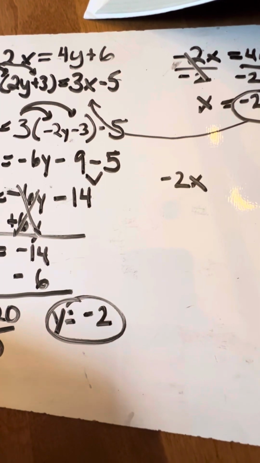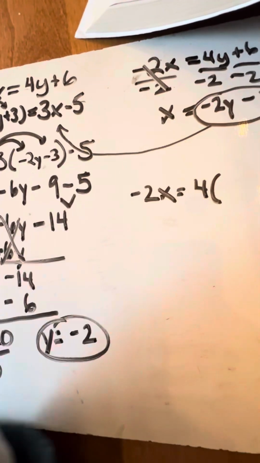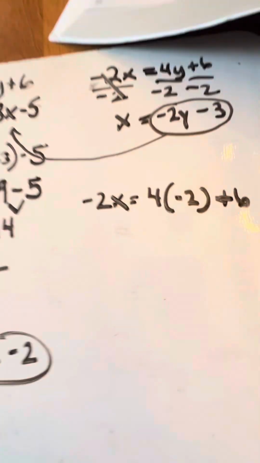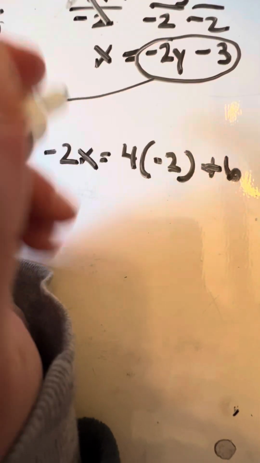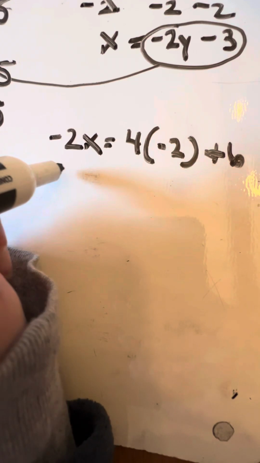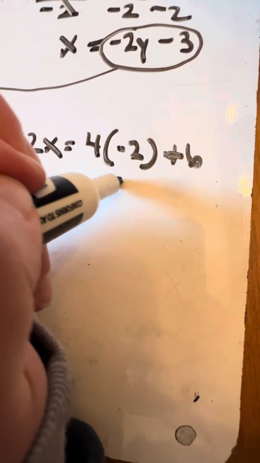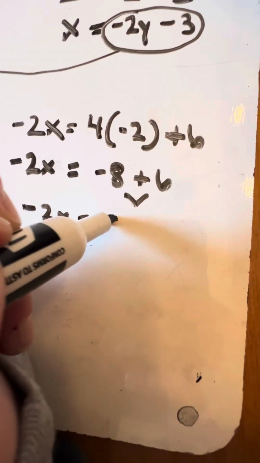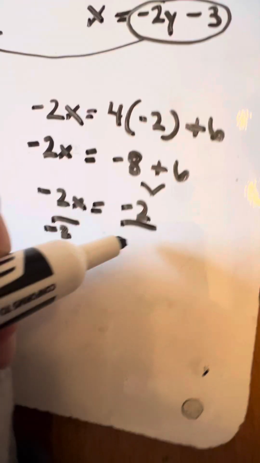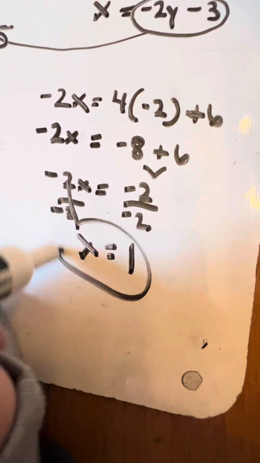And you always take the originals. You've got 4y plus 6, so we're going to replace that 4y with 4 times that -2, because -2 is the y value. And if anything on this is getting tricky, you're welcome to go ahead and look at any of the systems of equations that I have in my videos playlist, if you need to look at more. This distributes to be -8 plus 6. Combine like terms here, -2x is equal to -2. Divide both sides by that -2 to get the x alone, and you got x is equal to +1.